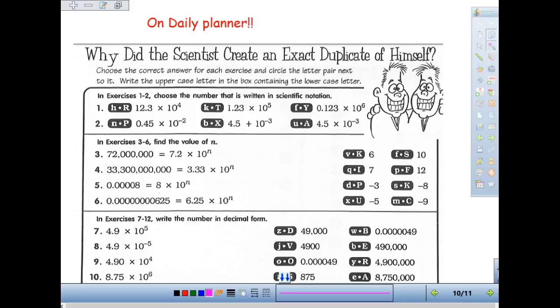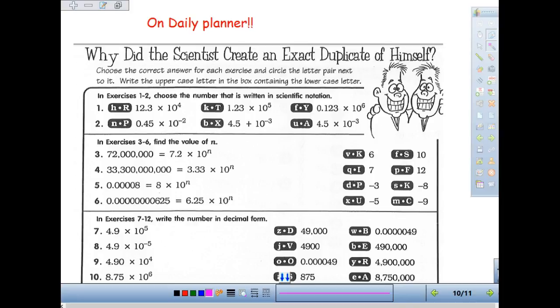If you're here, it asks you to choose a number that's written in scientific notation. So behind number 1, you would write the one that is in scientific notation. And then you would put that down. So if we're looking at that, which one looks to be in scientific notation? The first, second, or third?